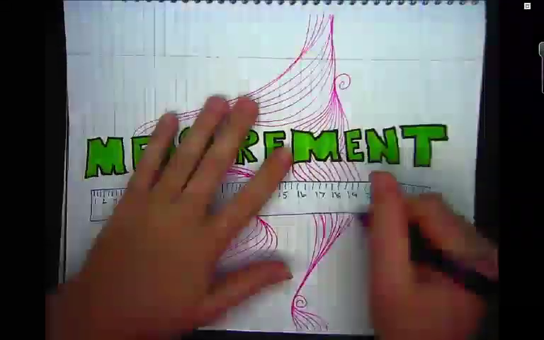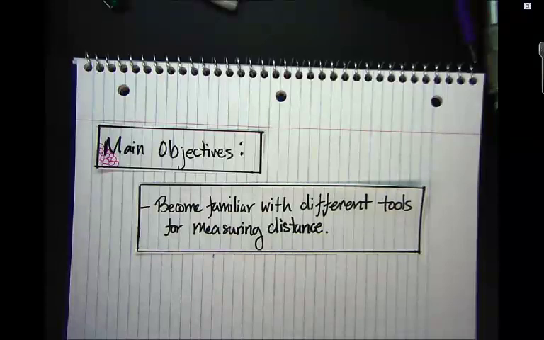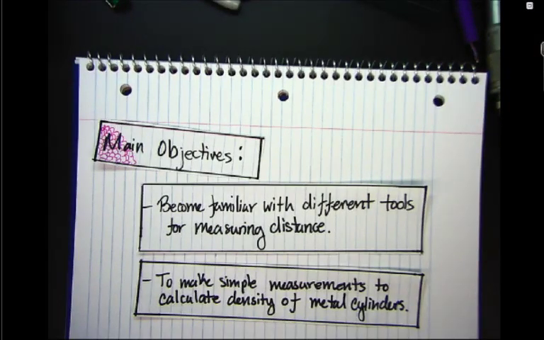Ta-da! Welcome to General Physics Lab. Today we will be talking about measurement. The main objectives of this lab are to become familiar with basic instruments to measure distance, and then use those instruments to take measurements and calculate densities of various metal cylinders.